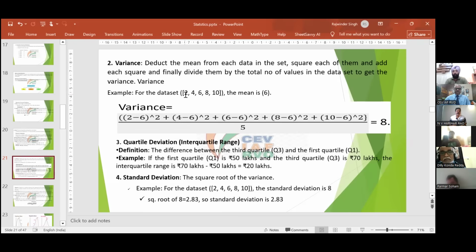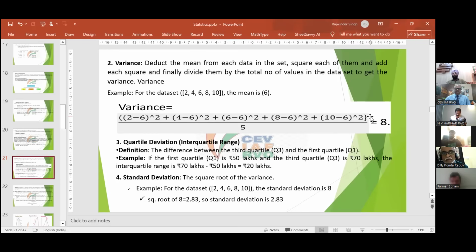For example, you have the data set 2, 4, 6, 8, and 10. You know its mean is 6: 2 plus 4 is 6, plus 6 is 12, plus 8 is 20, plus 10 is 30, divided by 5. So the mean is 6. What you have to do is: 2 minus 6 whole square, 4 minus 6 whole square, 6 minus 6 whole square, 8 minus 6 whole square, 10 minus 6 whole square, and divide by the number of terms, which is 5. So the answer will be 8. This is called variance.